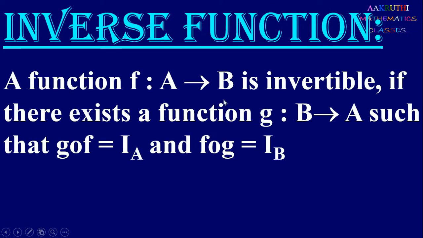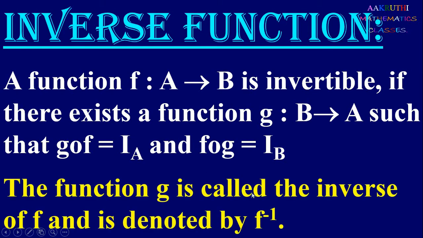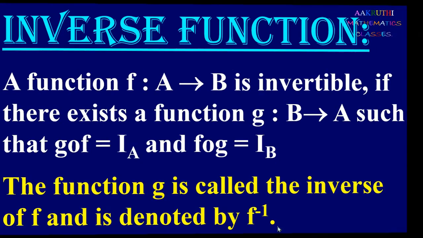A function f from A to B is invertible if there exists a function g from B to A such that g composite f is I_A and f composite g is I_B. The function g is called the inverse of f and it is denoted by f inverse. Here I_A and I_B are identity functions. The inverse of f is denoted like this. This is the symbol for the f inverse function.